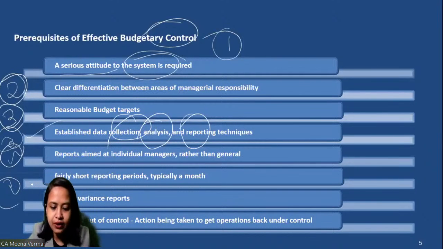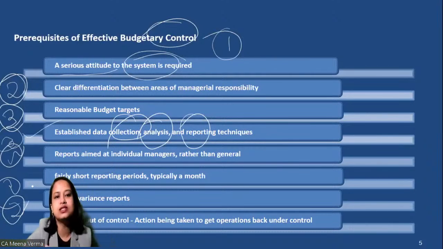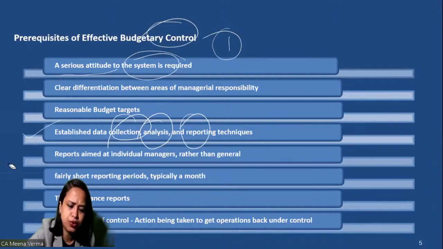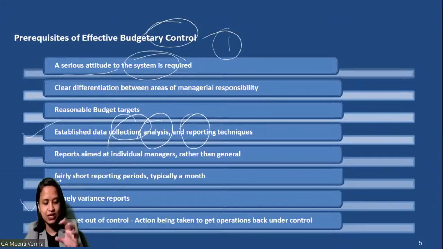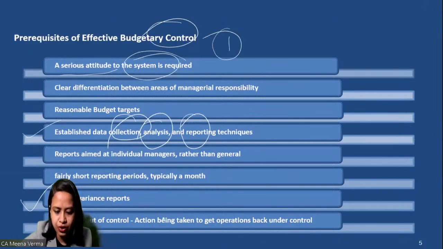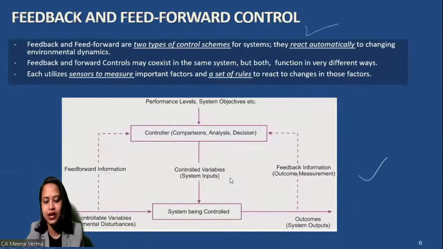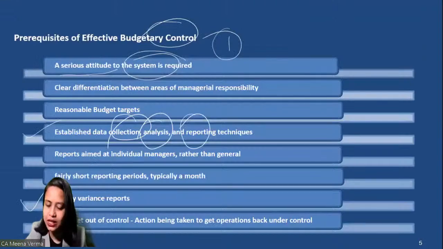Okay. Then you need to report the variances, whatever variances are arising in the organization, because we want to improve that, right? So timely reporting of the variance is important. If the budget is out of control, then we need to take action to improve it. These are the requirements for making your budgetary control an effective budgetary control.